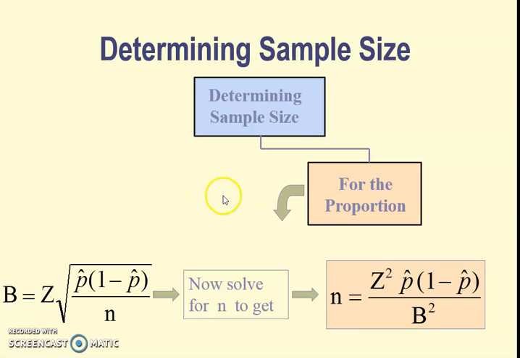Determining sample size for the proportion. So this is the sampling error in the formula for the confidence interval for the population proportion. So we have plus minus Z alpha over 2 times square root of p hat times 1 minus p hat over n. So all of this will be the sampling error. So from the sampling error, B equals this, solve for n. When you solve for n, you'll get n equals Z squared p hat 1 minus p hat over B squared.